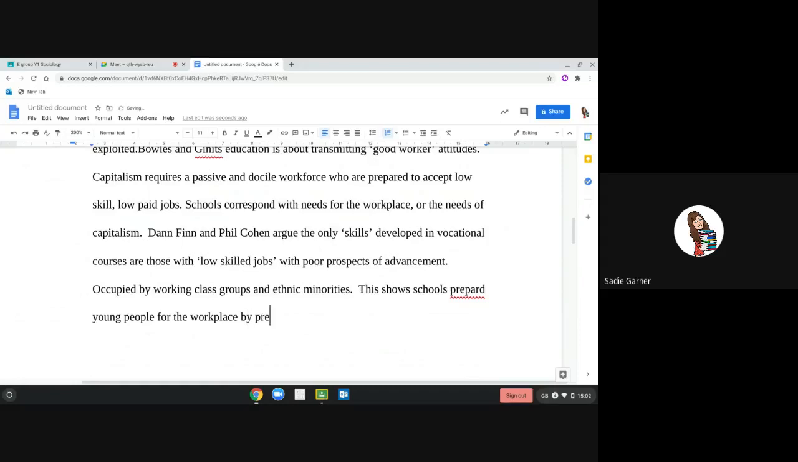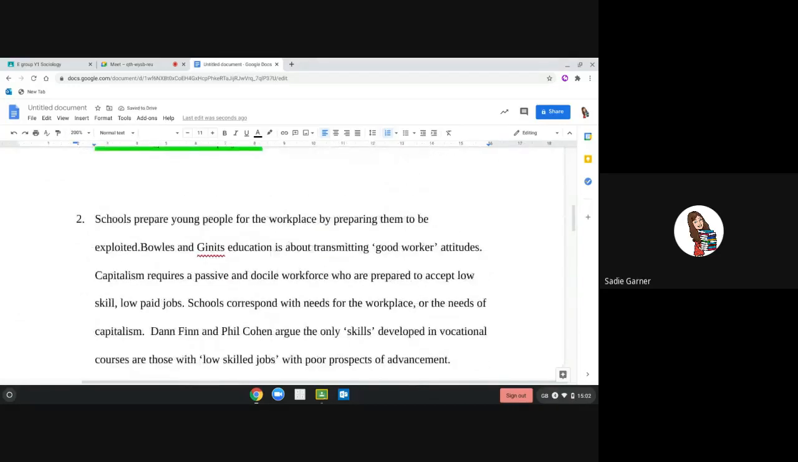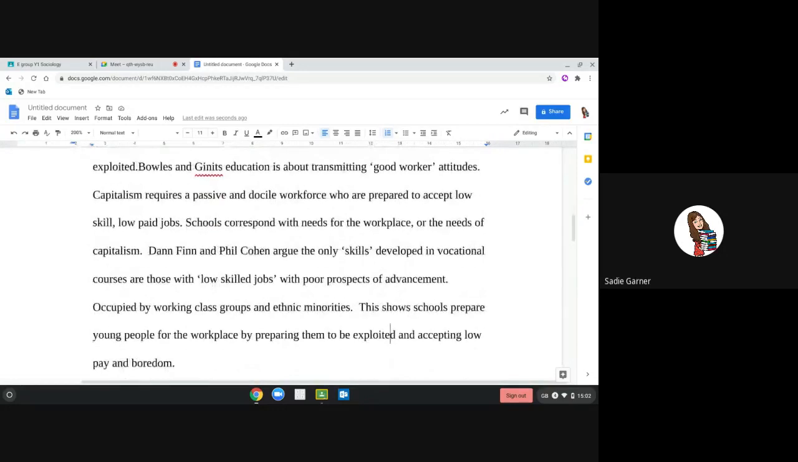By preparing them to be exploited and accepting low pay. It prepares them for the workplace by ensuring that they are prepared to accept low-skilled, low-paid jobs and be incredibly bored and docile.